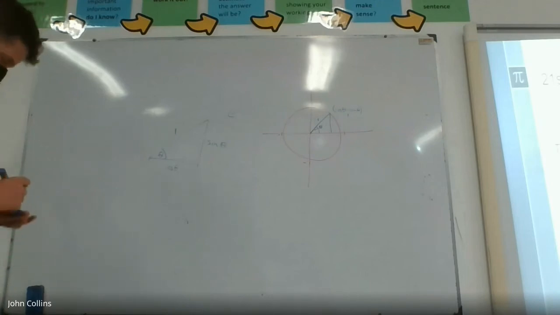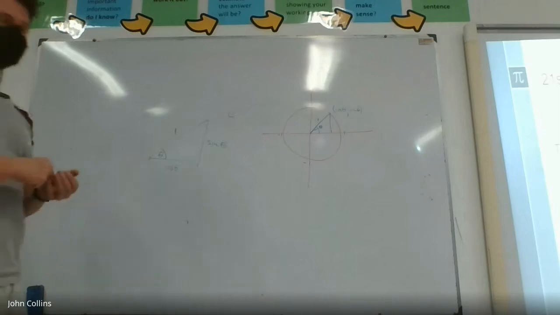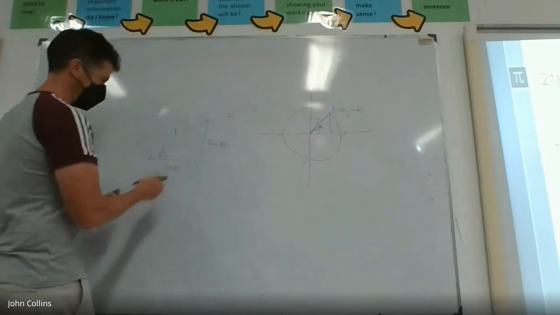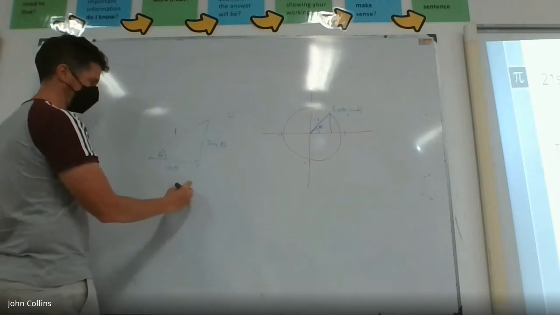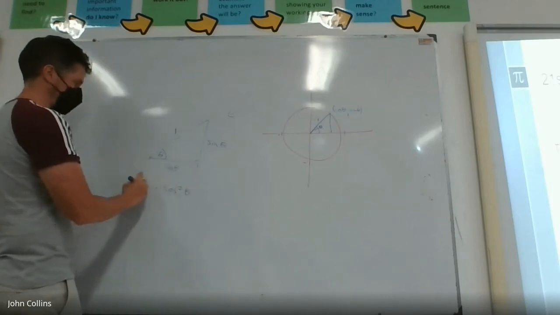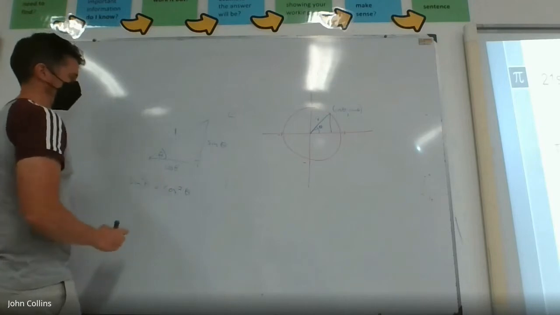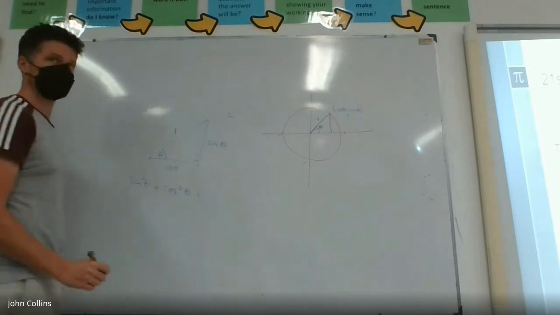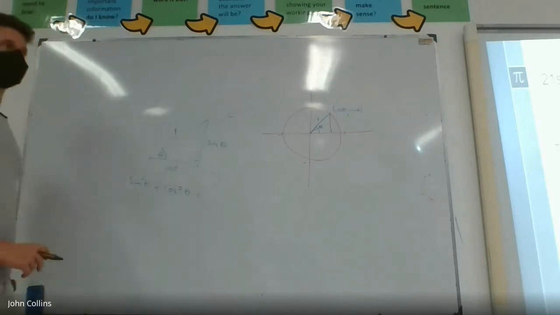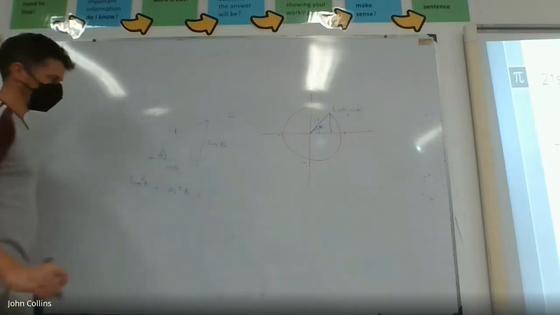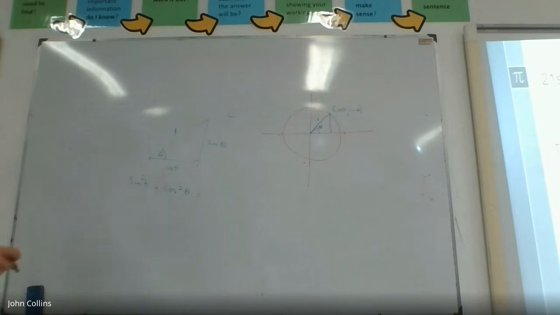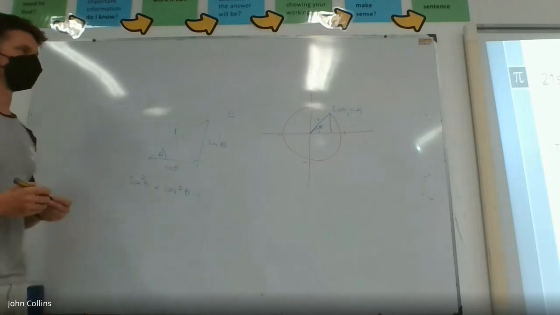And we know that Pythagoras' theorem can happen here. This is a right angle triangle. So cosine squared plus sine squared equals what? 1 squared, isn't it? Pythagoras' theorem. Okay, that's the first trig identity. It's always true. Cosine of an angle squared plus the sine of an angle squared will always equal 1.